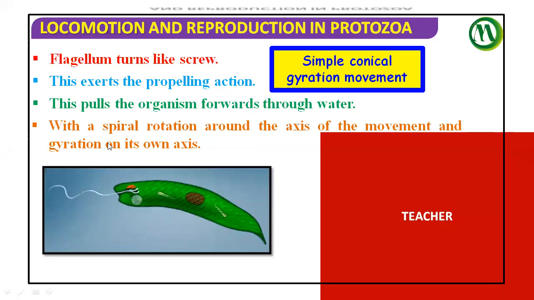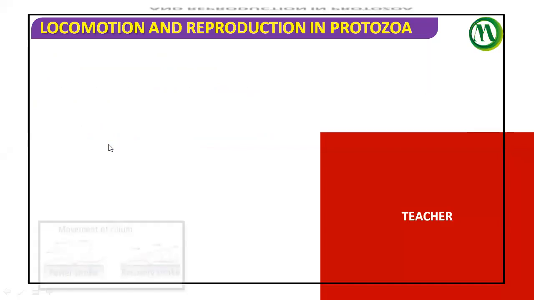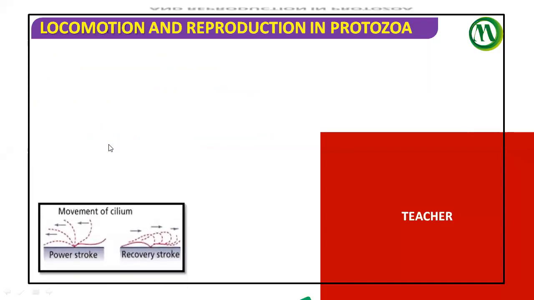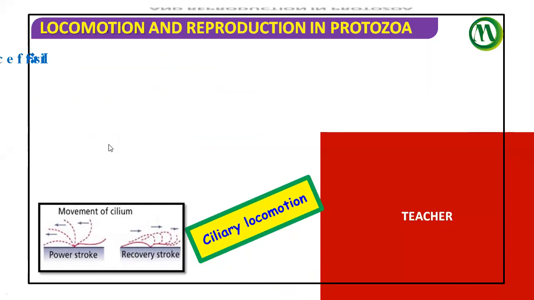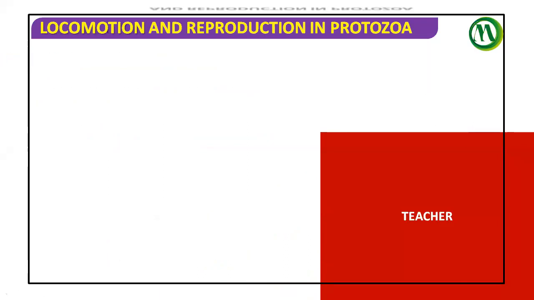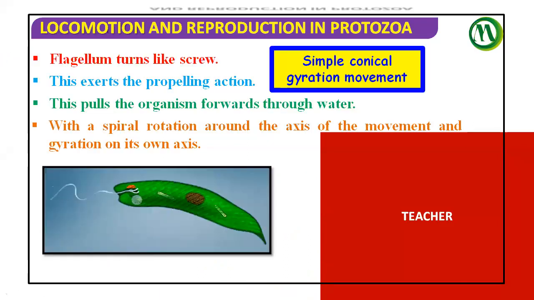Okay, then let's continue here. The simple conical gyration movements. What we need to understand in simple conical gyration movement is a very important thing. So whether we got answers for our questions or not, the flagellum turns like a screw in simple conical gyration movement.